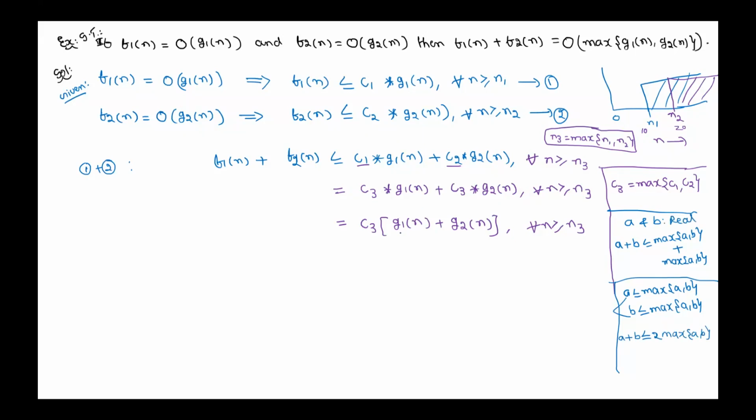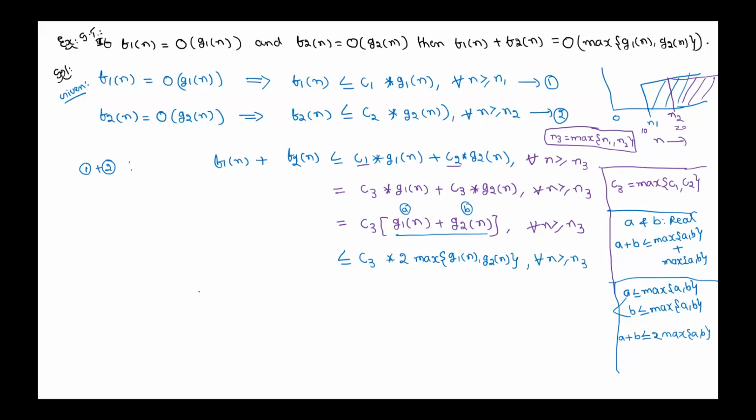Okay. Now in place of g1 of n plus g2 of n, what can we write? Consider this as a, this as b, then we can write it as less than or equal to c3 times 2 times maximum of g1 of n comma g2 of n, for all n greater than or equal to n3.